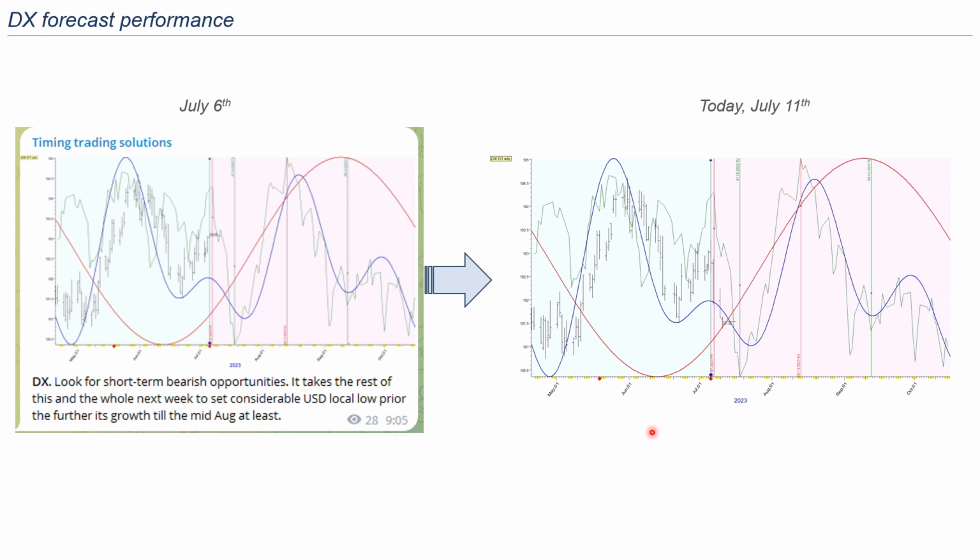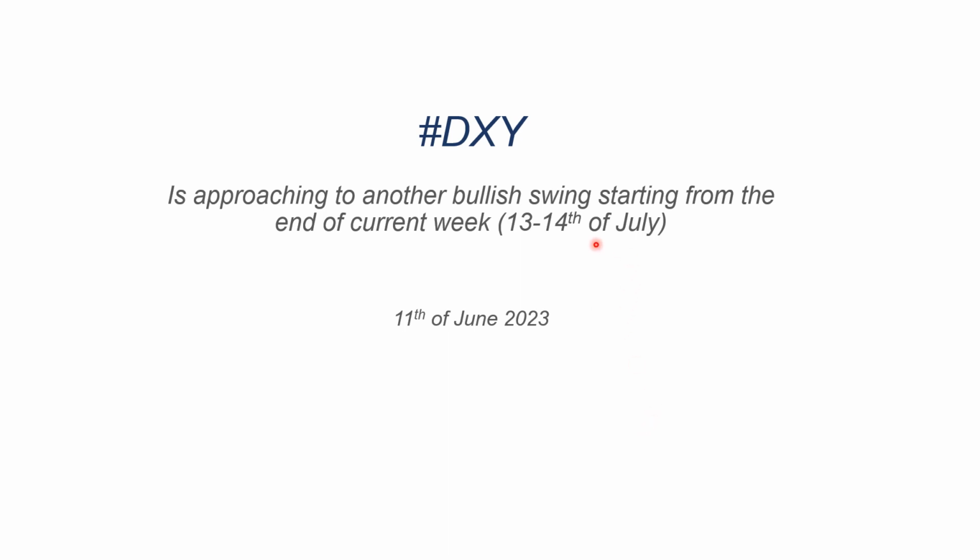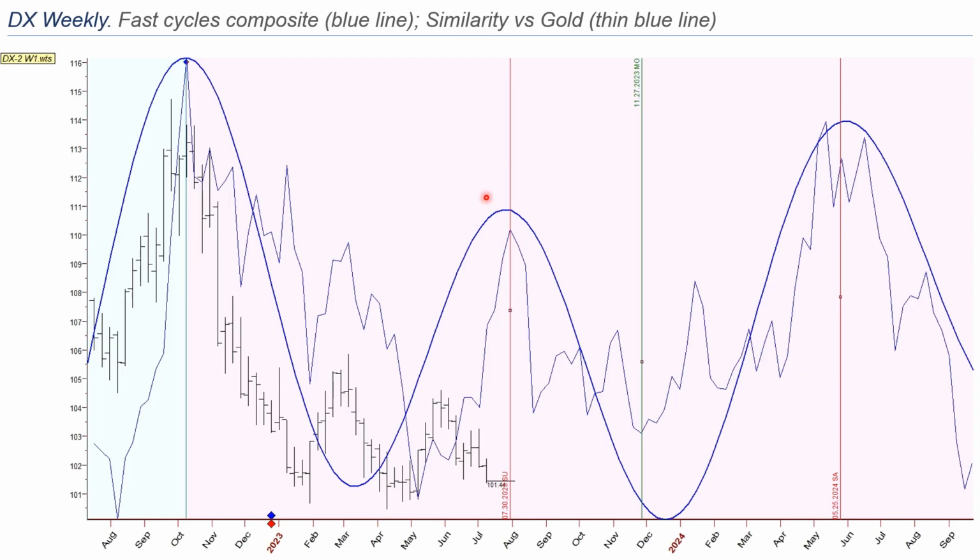So let's try to find an answer to this question. As you can see, I recommended to look for the first bullish opportunities from the second half of the current week. Let's start from the weekly time frame. As you can see, we have bullish phases suggested by these two projection lines. The bold blue line is the fast cycles composite, and the thin blue line is the similarity line, wise gold.